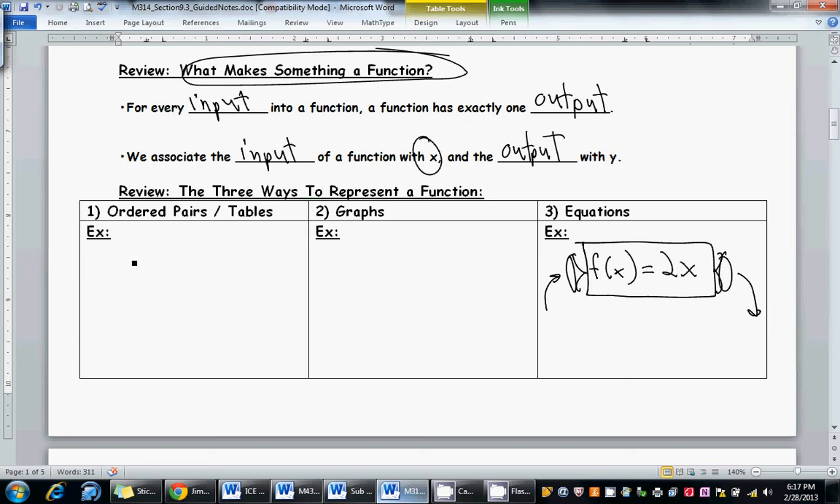We can also make tables, right? Kind of like what we did on last night's homework. We filled in some tables. You have x and f of x, which we're going to say is 2x. And let's do our usual -2, -1, 0, 1, and 2.